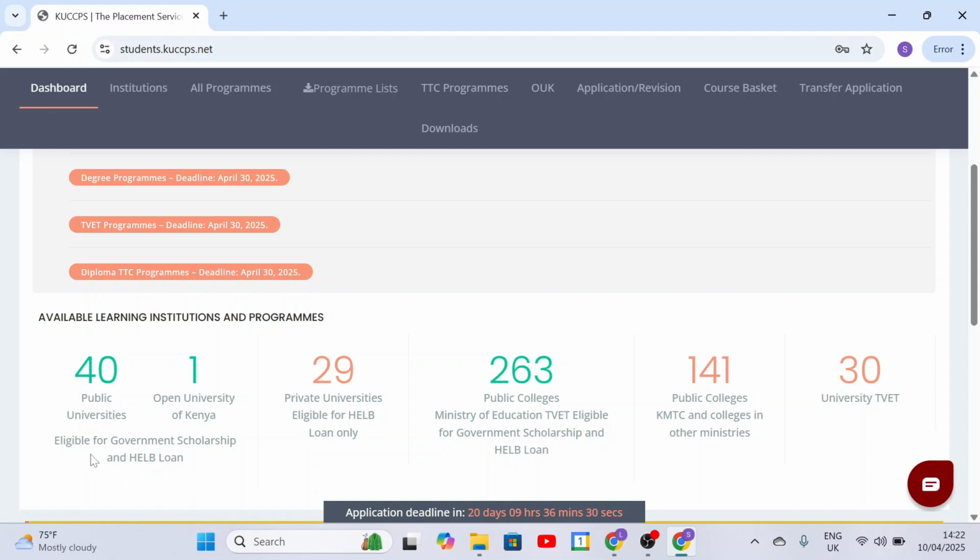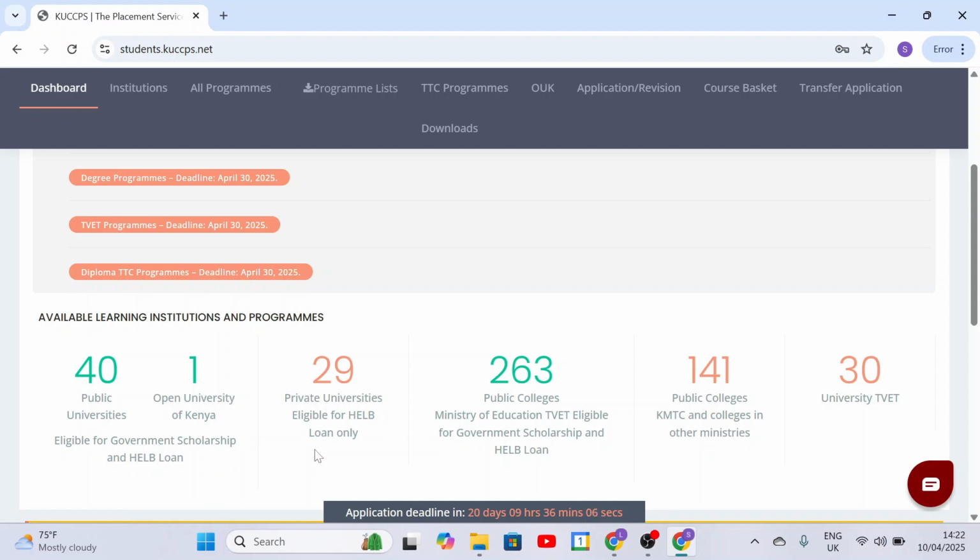This is very, very important. If you happen to go to public universities through KUCCPS, I say that because you can get to public universities via private sponsorship, or what people call module 2 students. But if you decide to get in through KUCCPS, you will be able to get the government scholarship and the HELB loan.